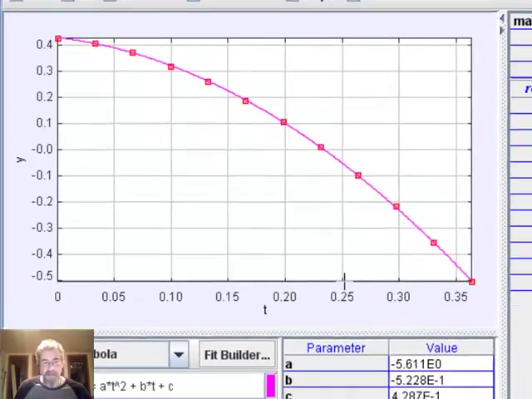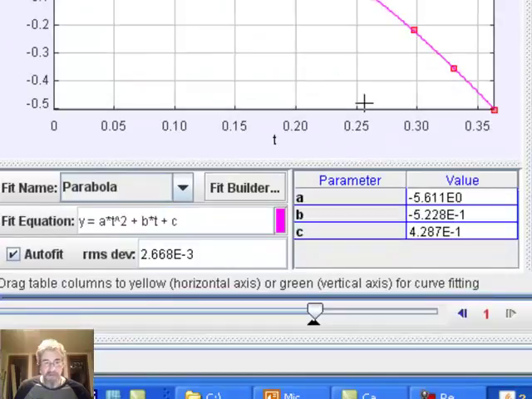Now look at the value for A in this parabola. A is the coefficient of the t-squared term. It's 5.61. If I take 5.6, negative because it's going downward, and double it, well, I get something that's not exactly, but fairly close to the acceleration due to gravity.